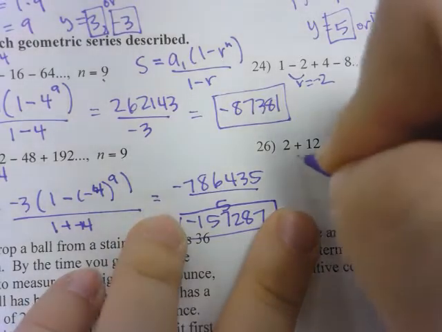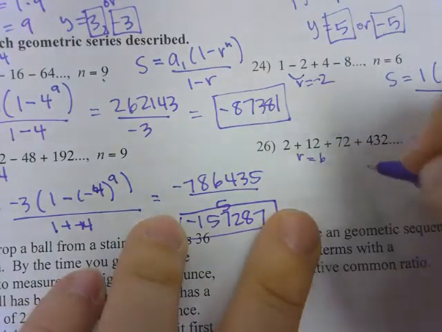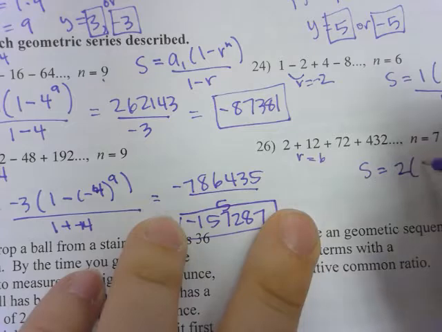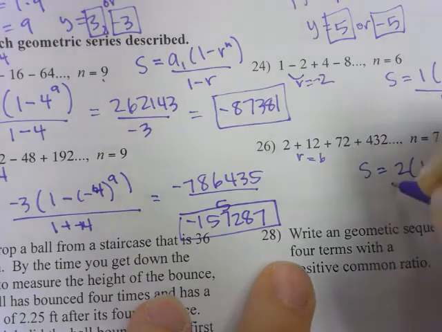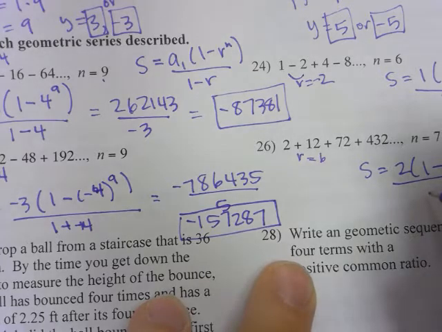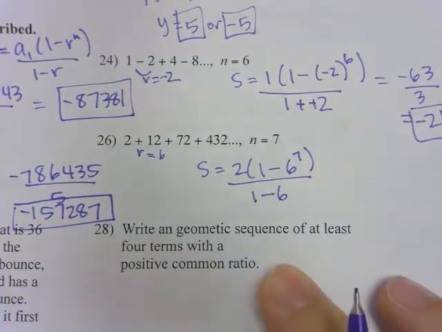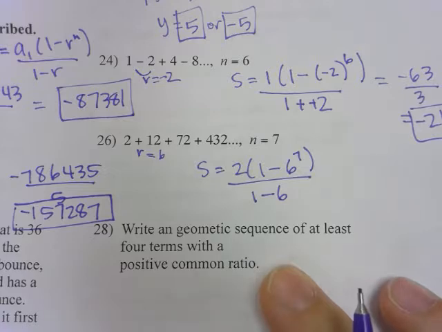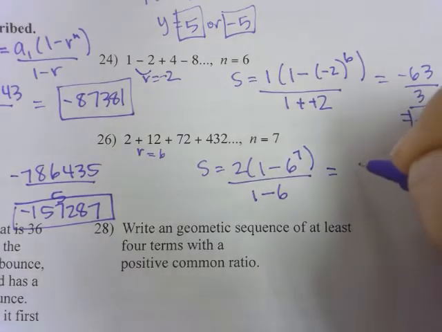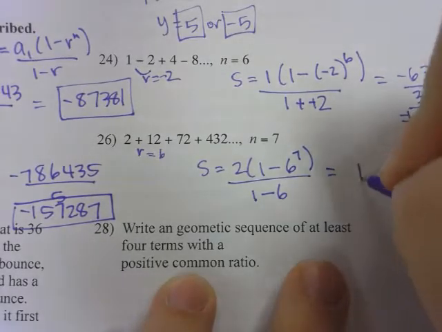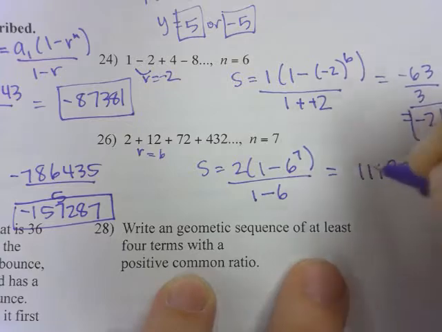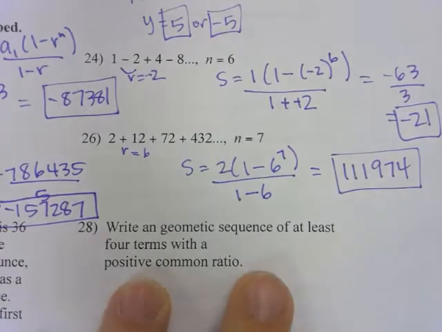Last one. R equals 6. So S equals 2 times 1 minus 6 to the 7th power. It's going to be a big number. Over 1 minus R. 2 times 1 minus 6 to the 7th power. And I'm just going to divide that by a negative 5 right now, so I don't have to write down two extreme numbers.